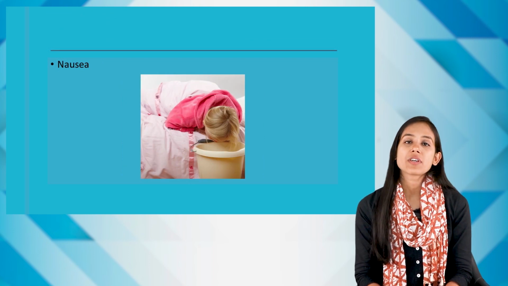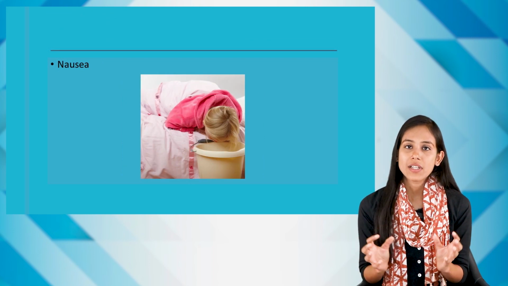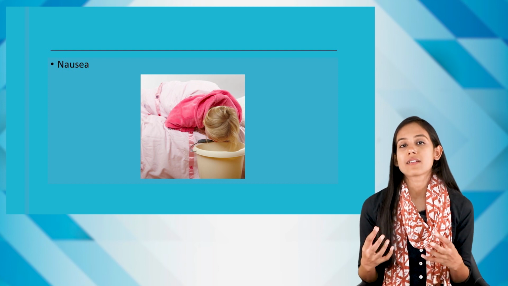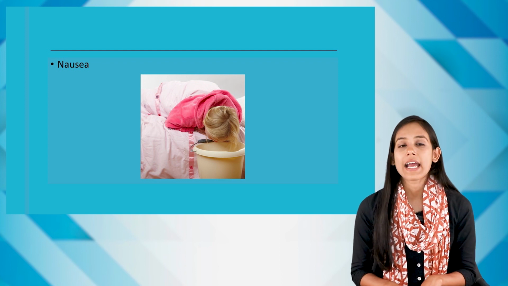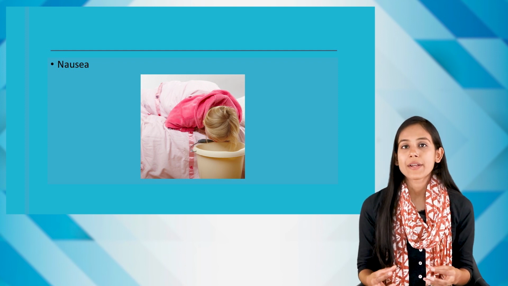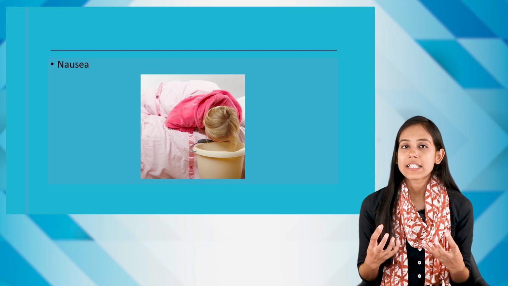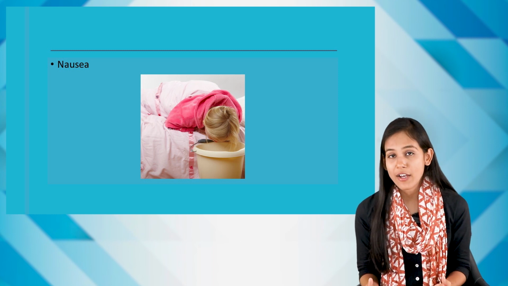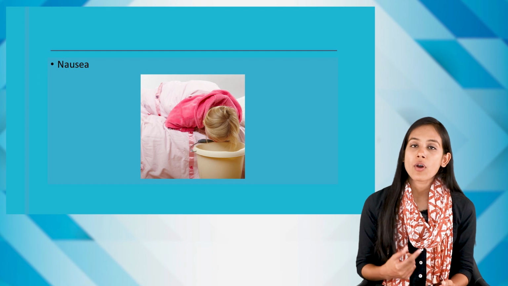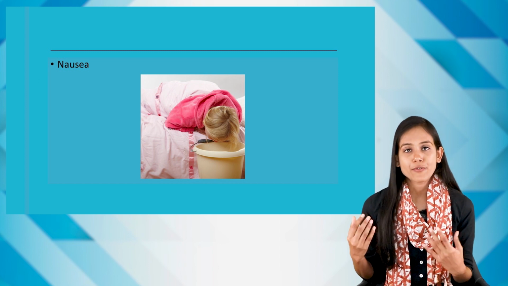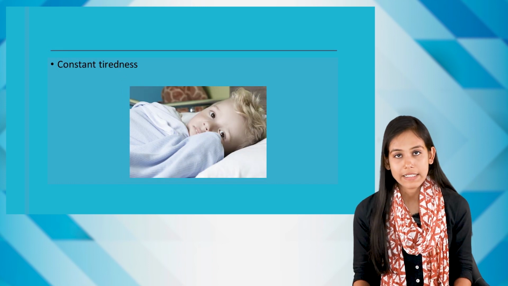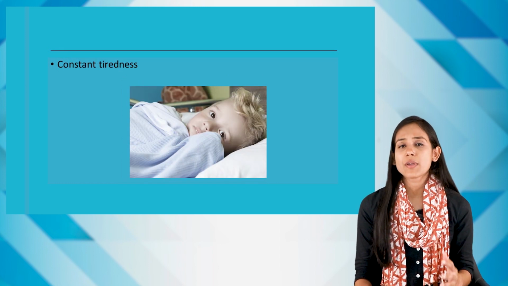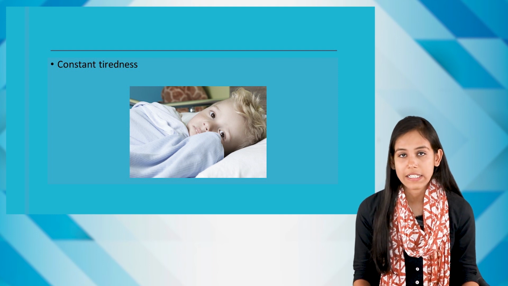Now, why bone pain? Because the accumulation of these blood cells is happening in the bone marrow, right? And there are sensitive neurons, right? So because of that, the child will have bone pain, and also there would be nausea. Apart from these things, there would be vision change and constant tiredness. Constant tiredness is because of the lack of oxygen that the child is getting. So these were the clinical manifestations.